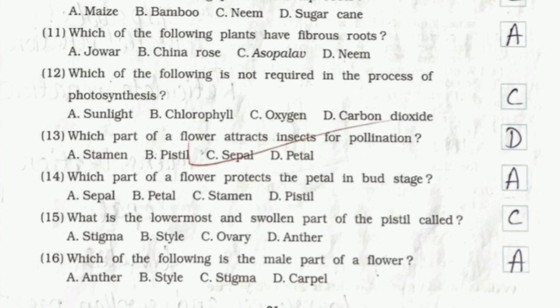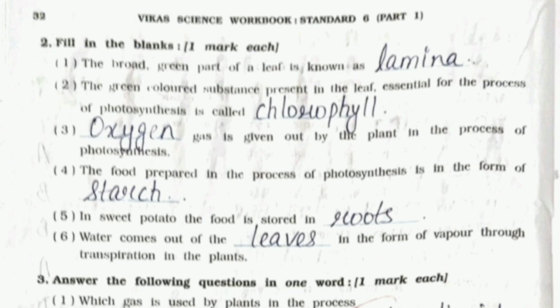16th, which of the following is the male part of a flower? It's option number A, anther. Now question number 2, that is fill in the blanks. First one, the broad green part of a leaf is known as lamina.